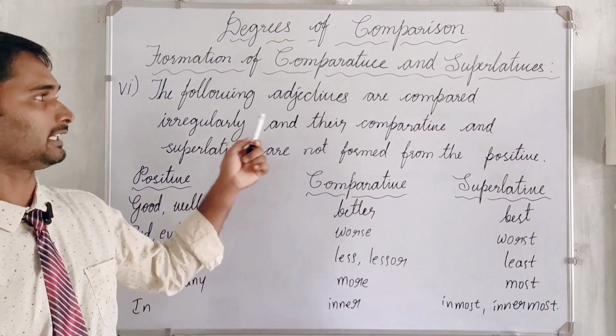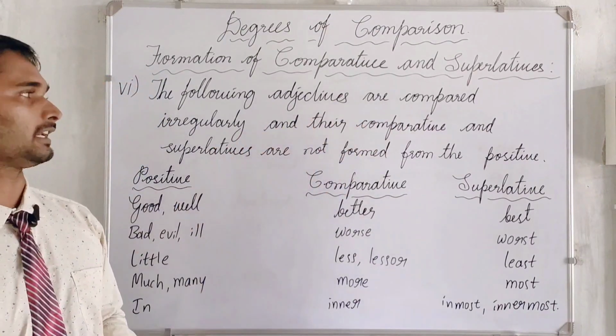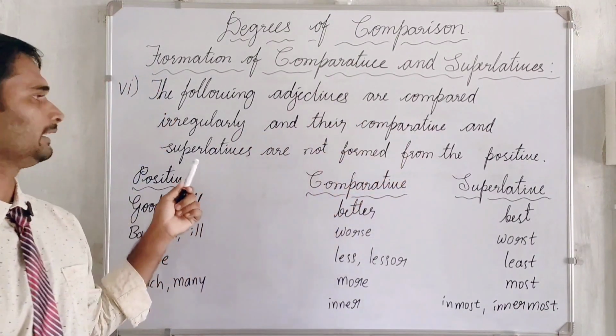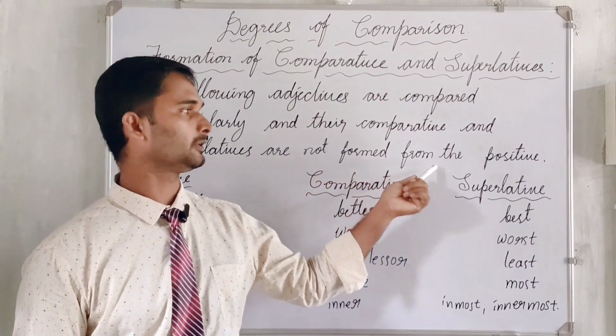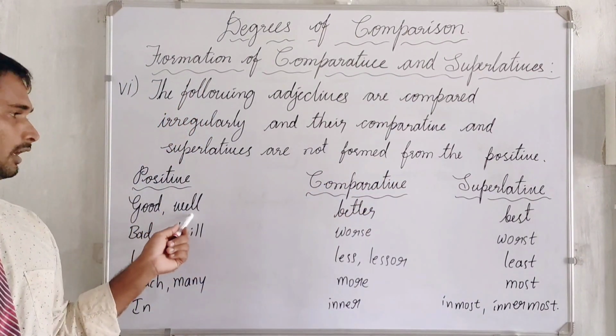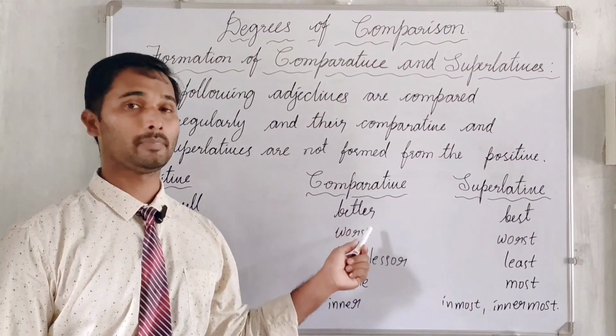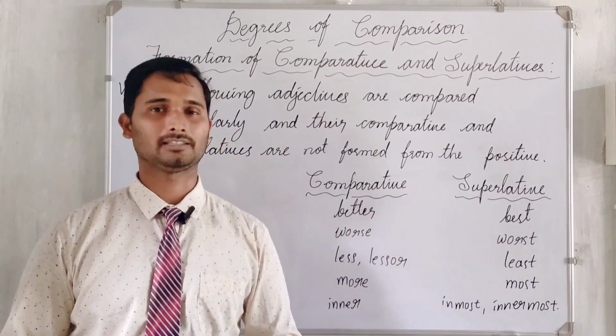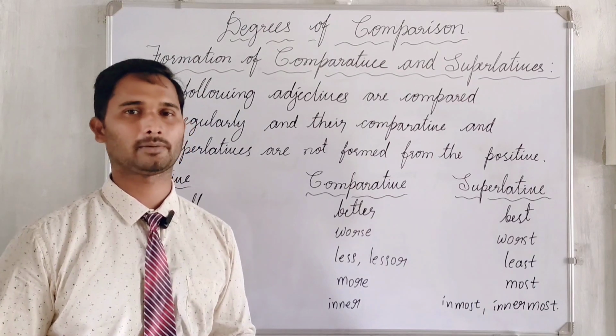The following adjectives are compared irregularly, and their comparative and superlatives are not formed from the positive. Some examples. Good or well. The comparative is better and the superlative is the best. This is called irregular comparison.